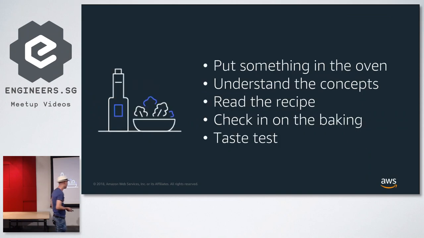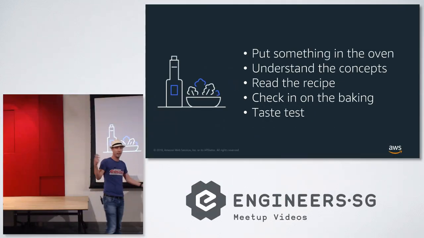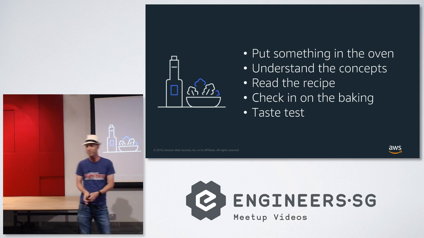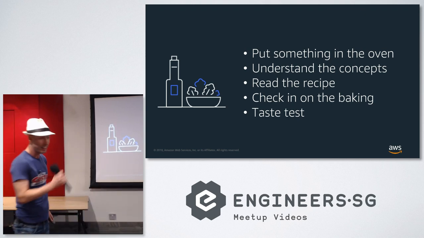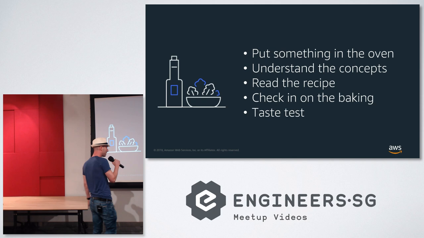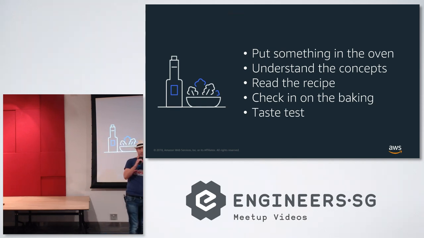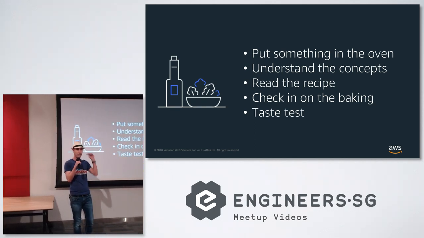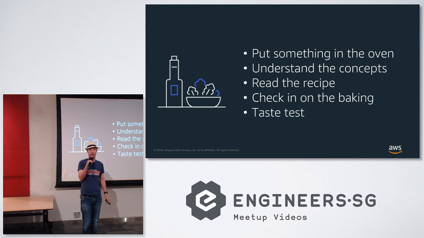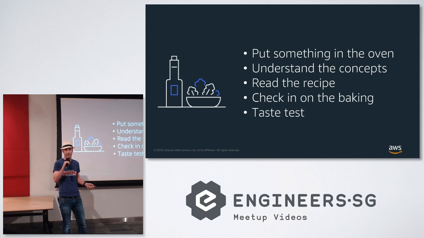So following a cooking metaphor, what we've just done is we put something in the oven, right? So now I'm going to teach you about the concepts a bit more, then we'll actually read the recipe. Then we'll look at what's in the oven. If it looks good, we'll do a taste test, and hopefully we have something that works. If it doesn't for some reason, I have a pre-trained model I did earlier that I can also show you, but it's not as fun. It's always nice to do live demos, right?